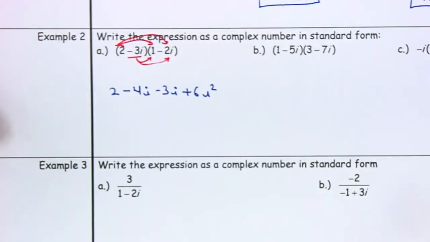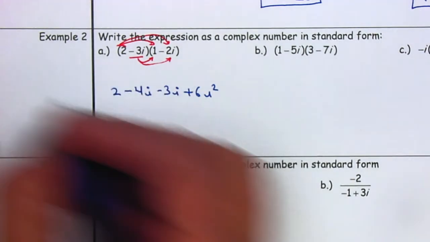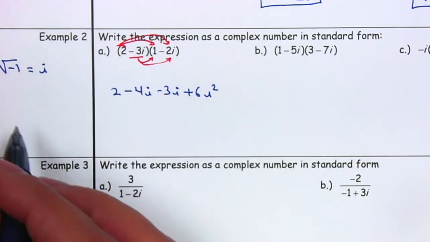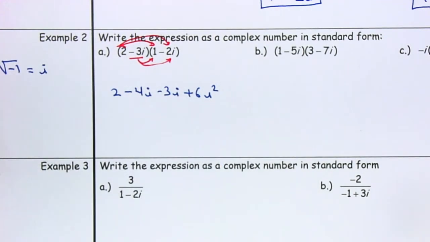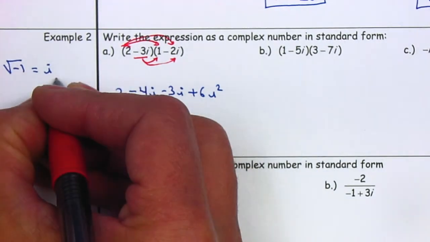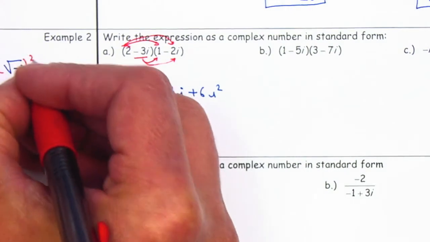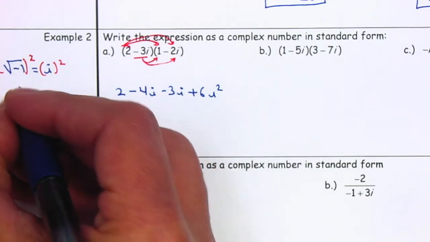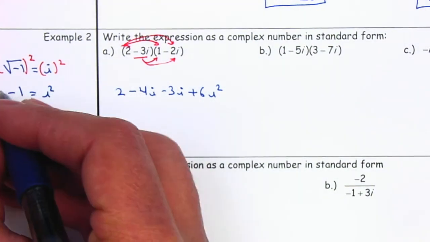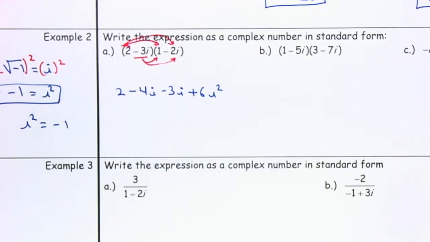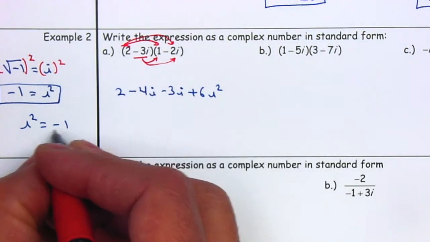Now we need to simplify, and we know that the square root of negative 1 is going to be i, just like we covered on the previous lesson. This is the primary definition. But if we square both sides to cancel the square root, the square root and the square cancel, so we have negative 1 is equal to i squared. So we have this definition: i squared is equal to negative 1. You also have to memorize this. So we're going to replace i squared with a negative 1.